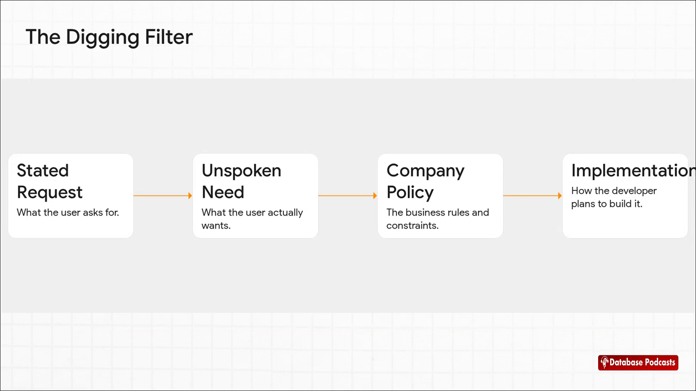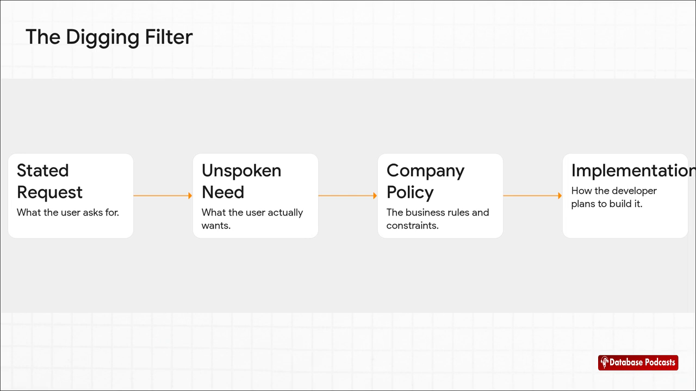So what does this detective work actually look like? Well, you can think of it kind of like a four-step filter. First, you have what the user says they want. Then you have to dig deeper for the unspoken need that's driving that request. Next, you have to check it against company policy and business rules.